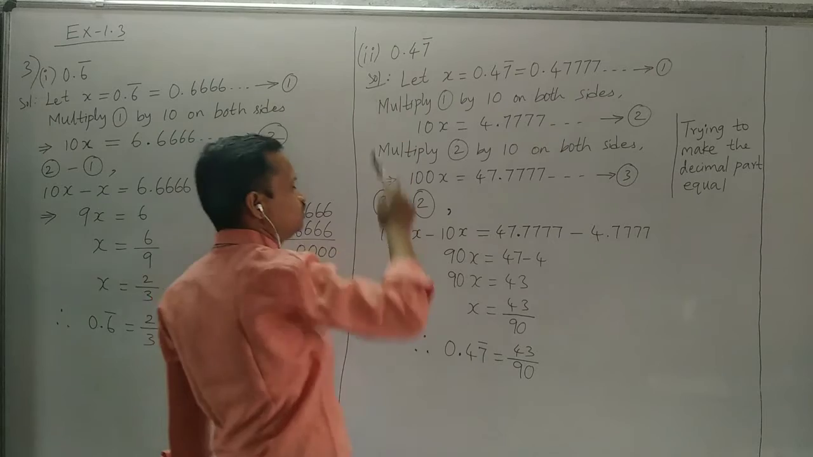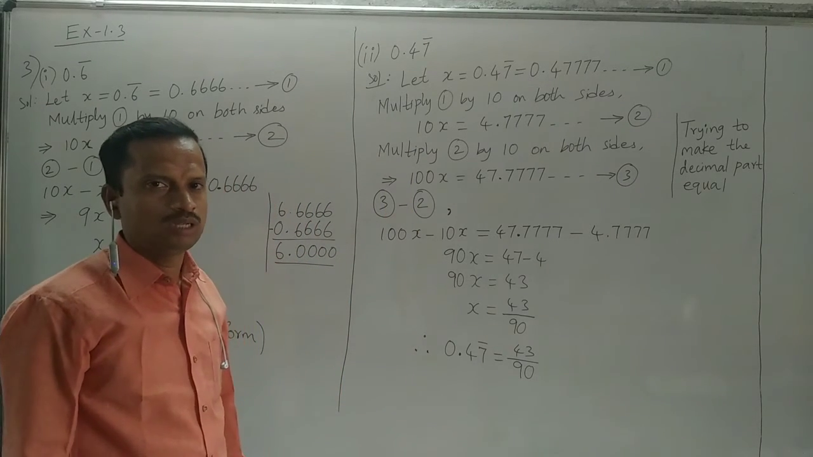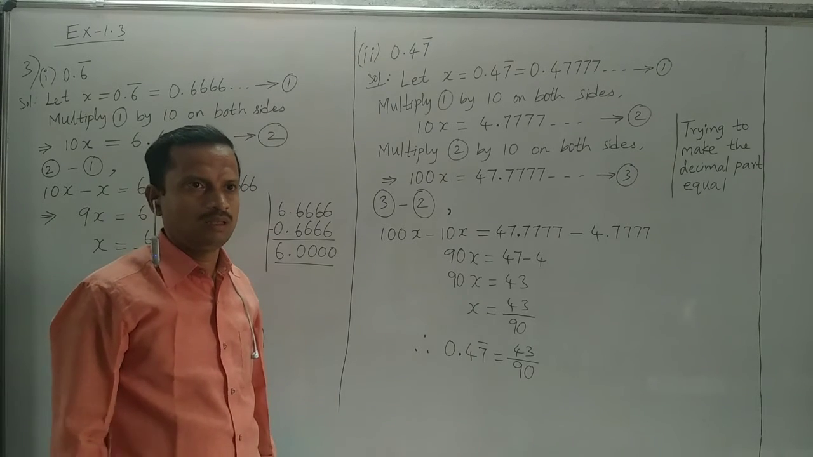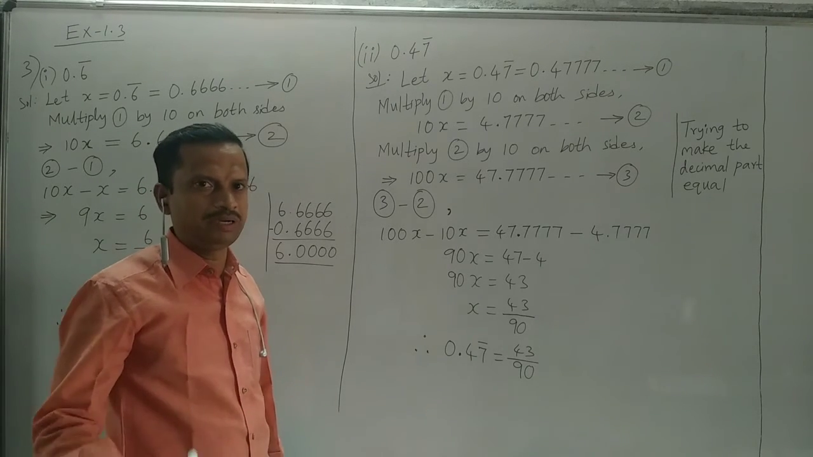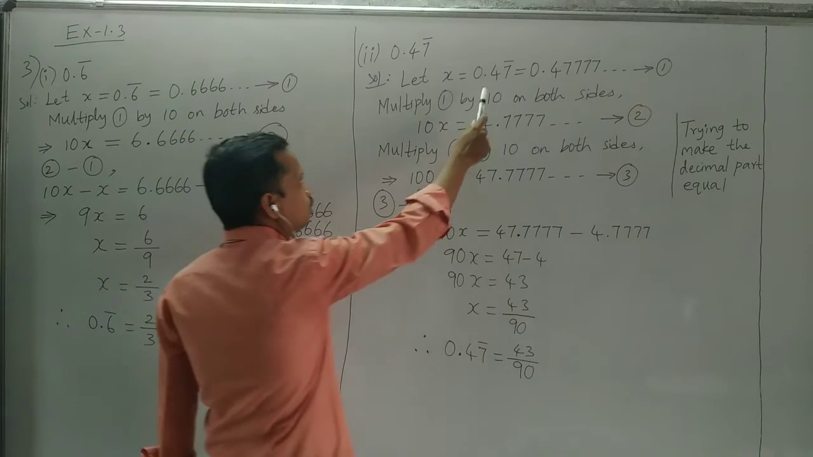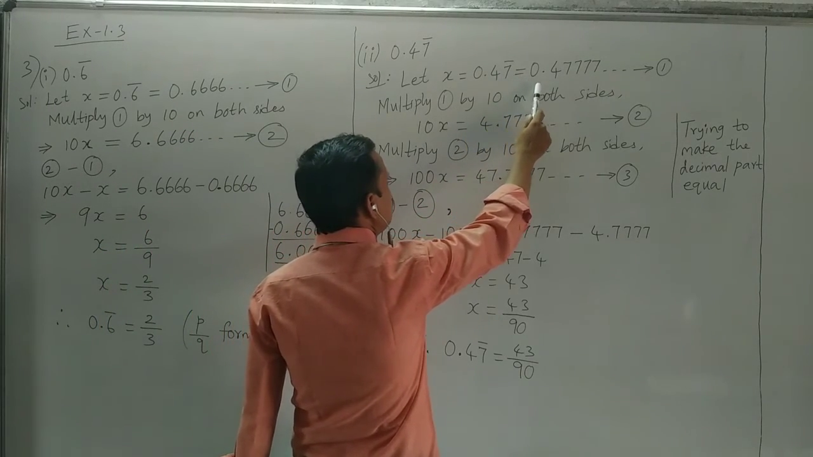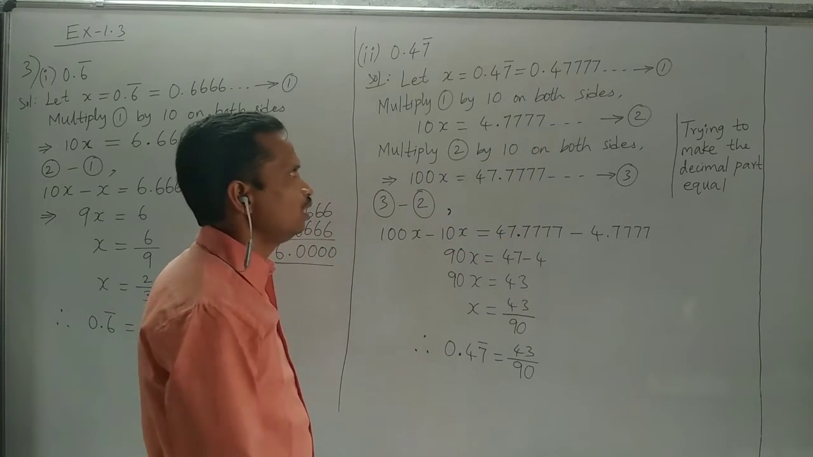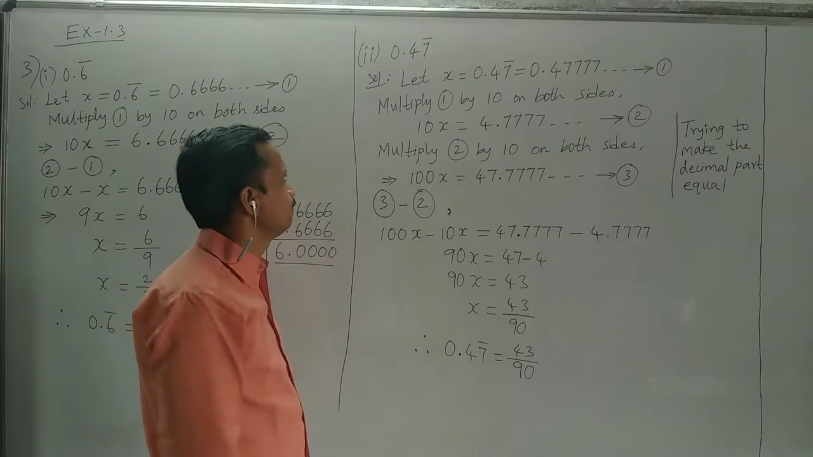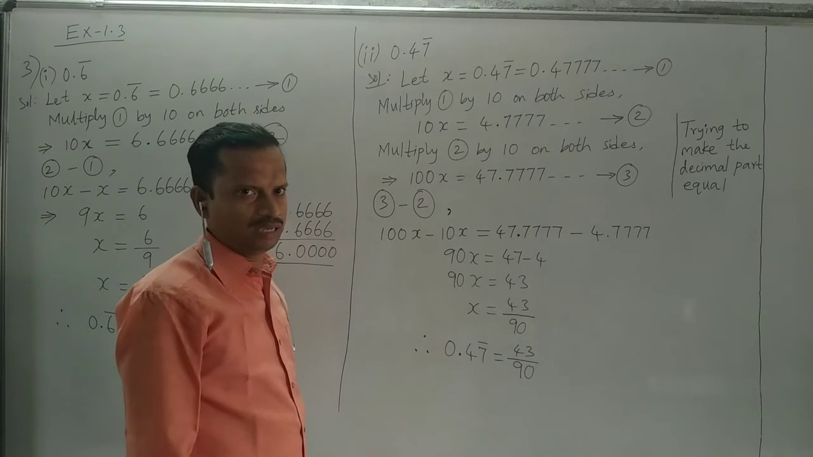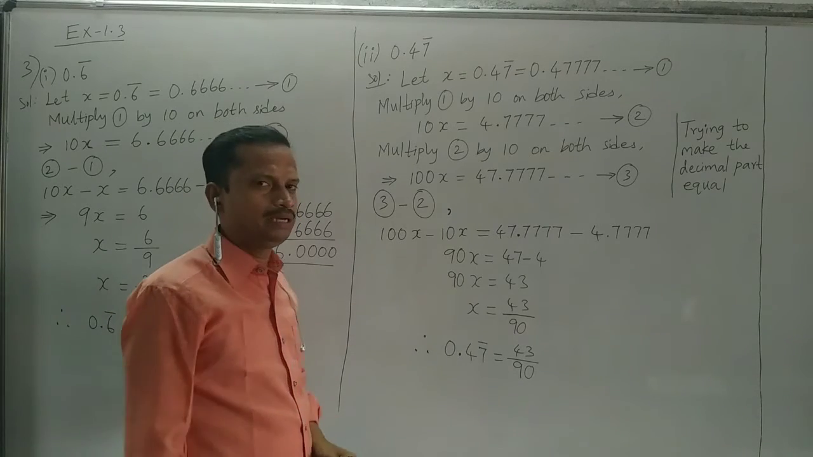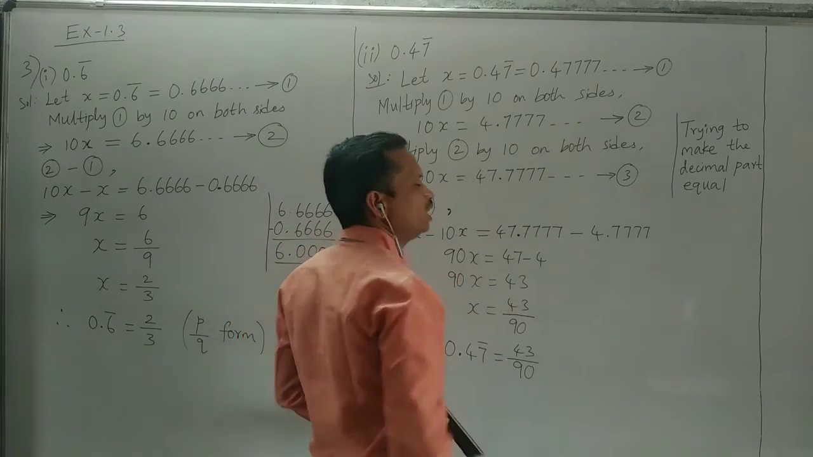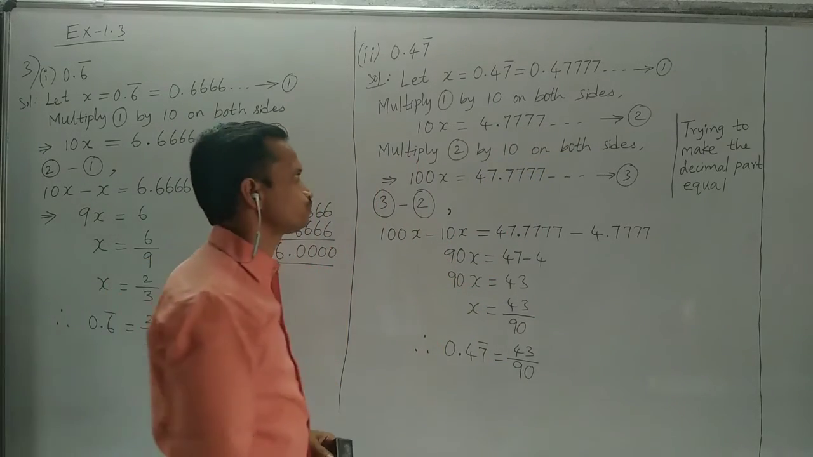And now coming to the second option, 0.47 bar. Only the 7 has a bar. That means what? After 4, only 7 is repeating. So you take x equal to 0.47 bar. That is equal to 0.47777. Only 7 is repeating because the bar is only for 7. And name it as equation 1. And now only 1 digit is repeating, as I told you earlier. You multiply by 10 and you get 10x equal to 4.7777. You name it as equation 2.